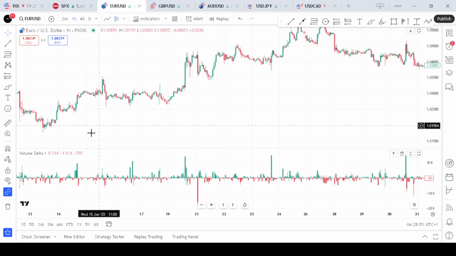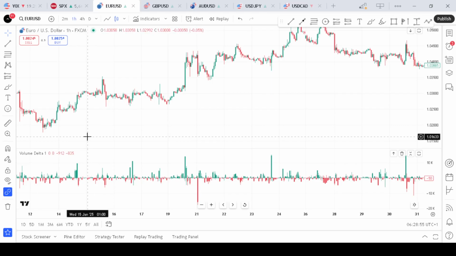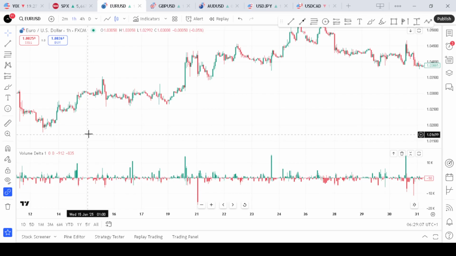When you see a positive delta, this indicates there is more buying pressure than selling pressure, often signaling a bullish sentiment. But when you see a negative delta, it suggests stronger selling pressure, pointing towards a bearish sentiment.